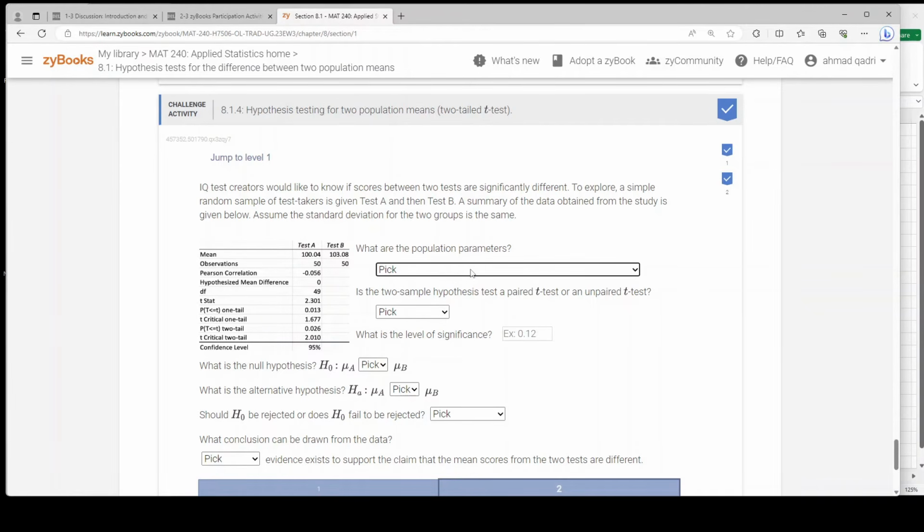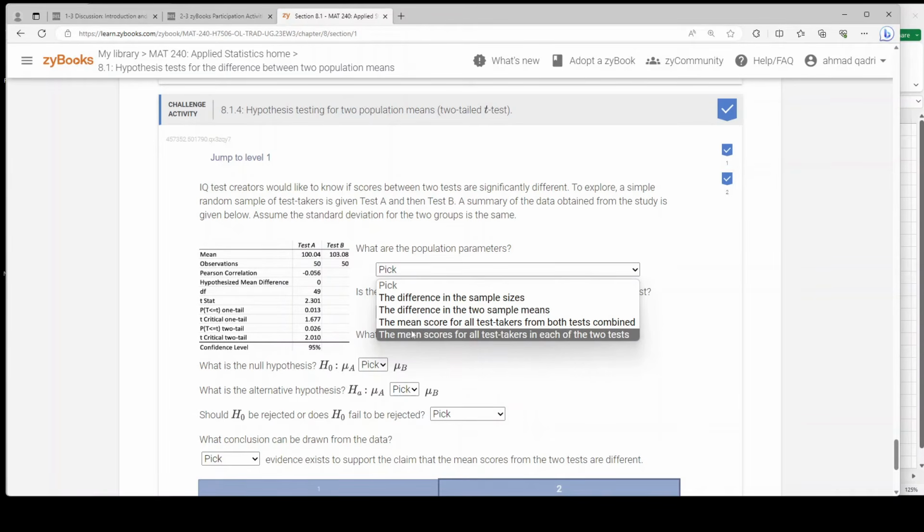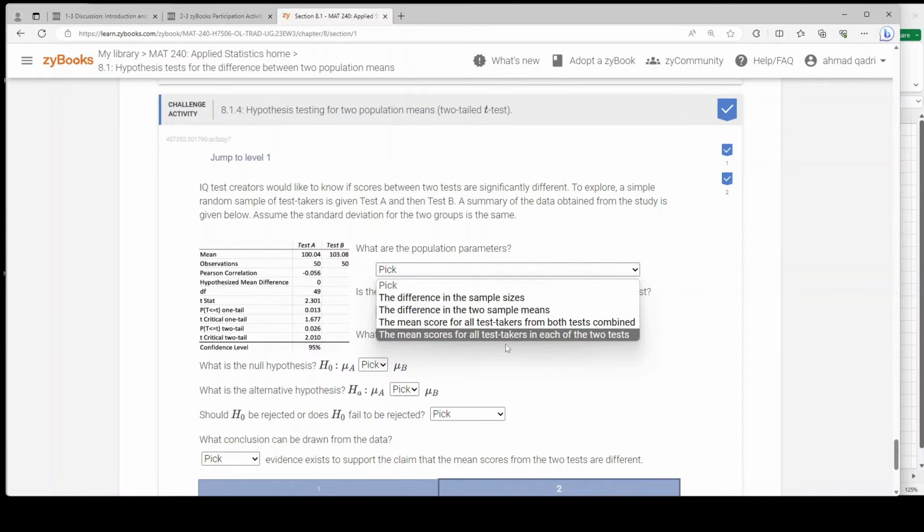First question is, what are the population parameters? So it's not the difference in the sample sizes. It's not the difference in the two sample means. The sample mean score for all test takers from both tests combined, that's not correct because we have a paired t-test here. Same test takers are taking test A and B. And so the mean score for all test takers in each of the two tests.